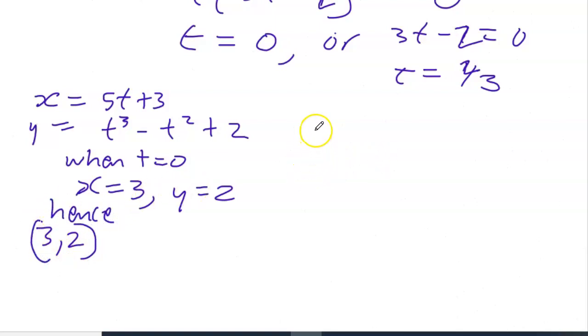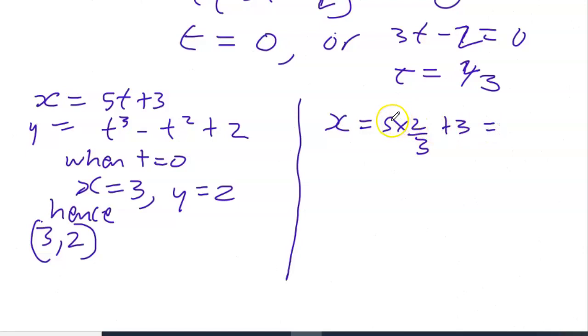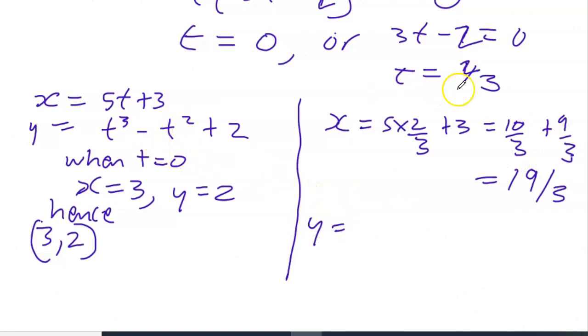And when t is 2/3, put it over here. When t is 2/3, x is equal to 5 times 2/3 plus 3. Now 5 times 2/3, that's what? 10 over 3. 10 over 3 plus 9 over 3, that's 19 over 3. And the y would be t cubed. So 2/3 raised to the power of 3, that's 8 over 27.